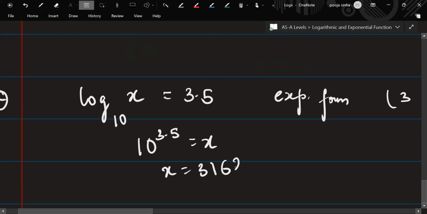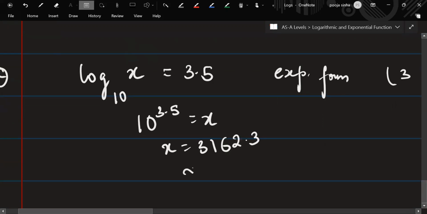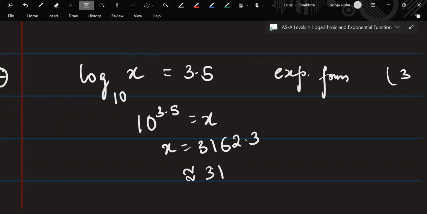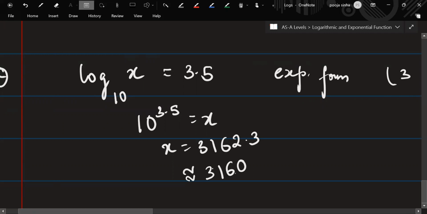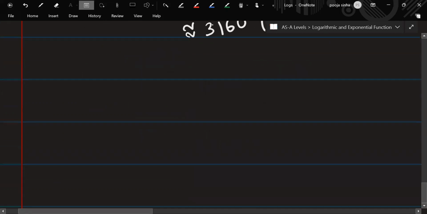3162.3, right? Yeah. So, 3 significant figures, how will you write it? 316. Yeah. 0 is not counted because it is not a significant 0. So this becomes 3 significant figures. Clear? Yeah. Next question.